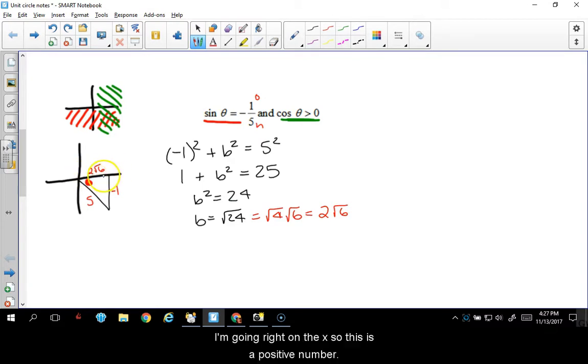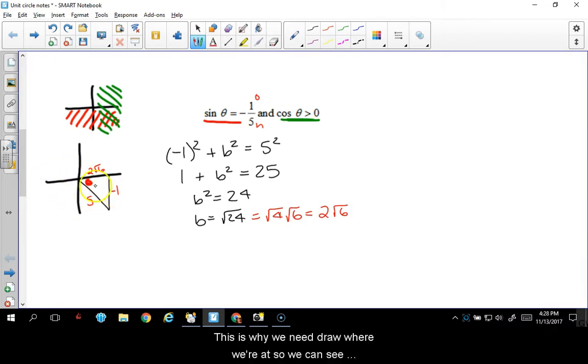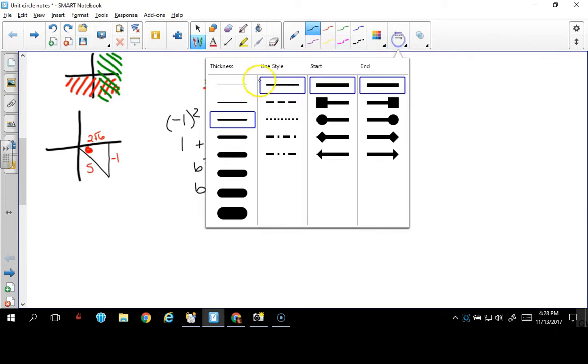I'm going right on the x, so this is a positive number. If I was over here in this third quadrant, it would be -2 square root 6 because I would be going left on the x. This is why we need to draw where we're at, so we can see what's positive and what's negative so that I don't mess anything up. So right here, I'm going to go ahead and find all of the missing information.